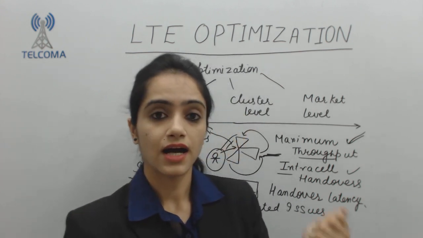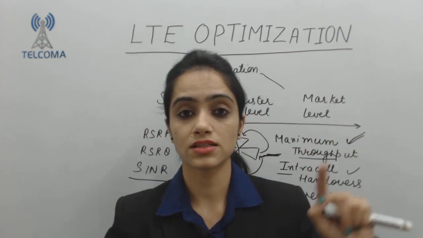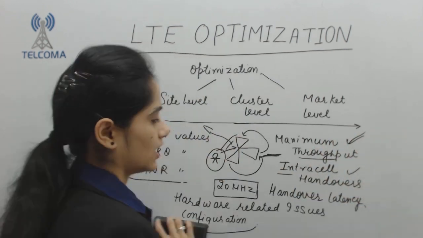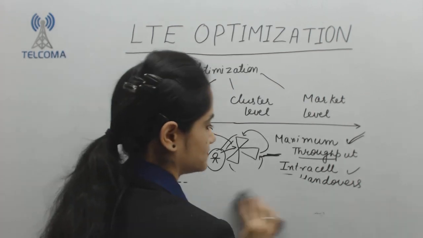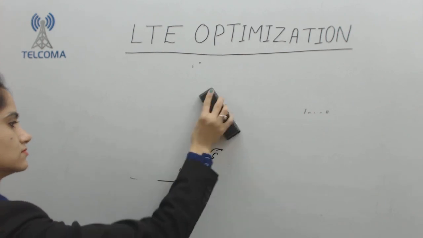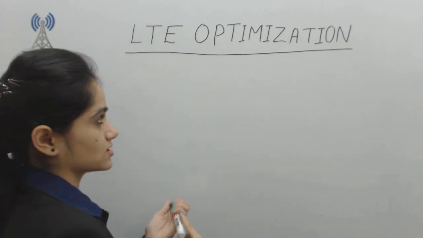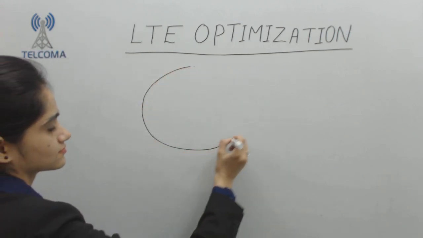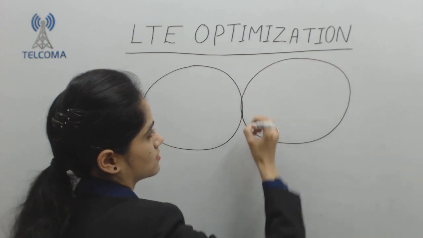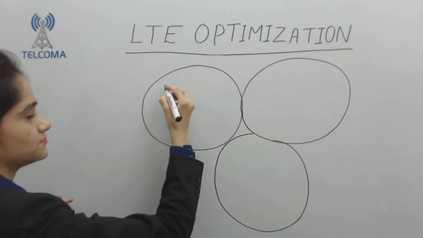Now moving forward, we require a single cell function test of each and every site in the whole network. After the single cell function test, we have cluster level optimization.